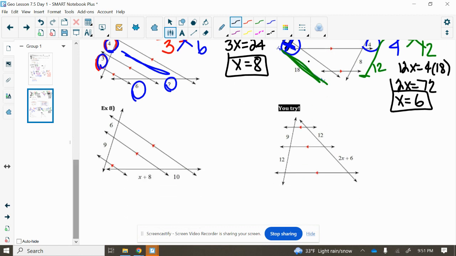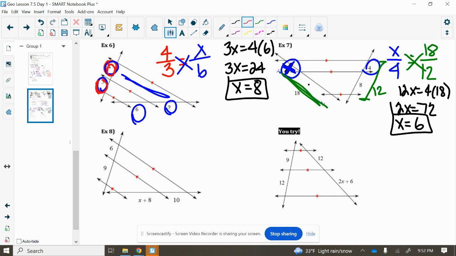The last example together also involves a little bit of algebra at times. Again, on this example up above here, we went 4 over 3. You could also do 6 over 9. I'm going to choose to start this one. I'm going to say 9 over 6 is going to equal, if I started with 9, I have to start with X plus 8 over 10.